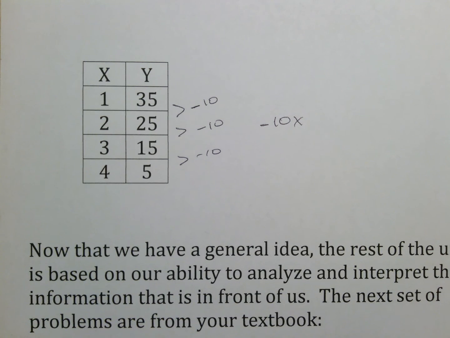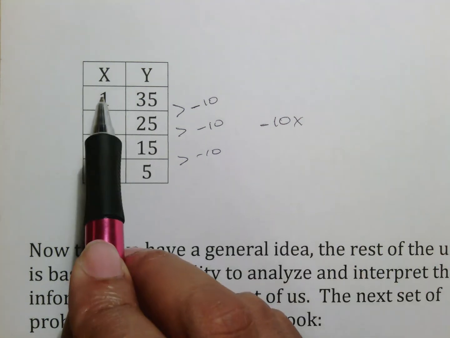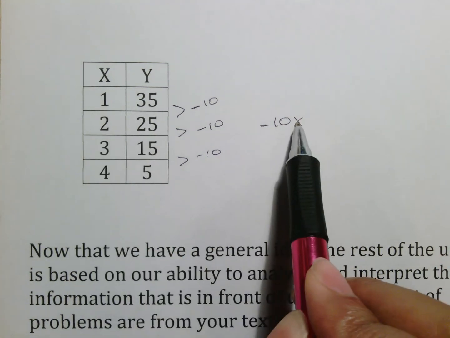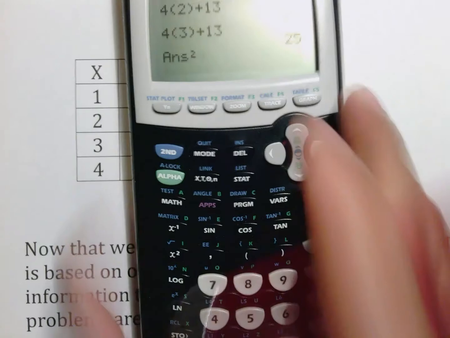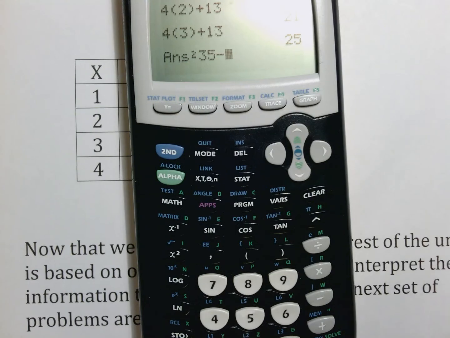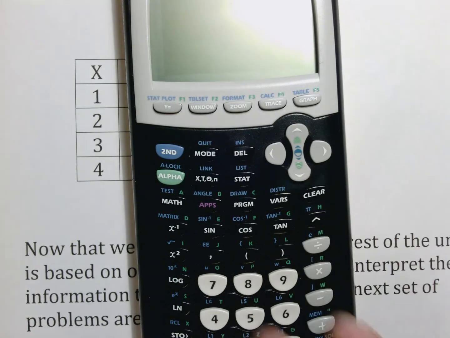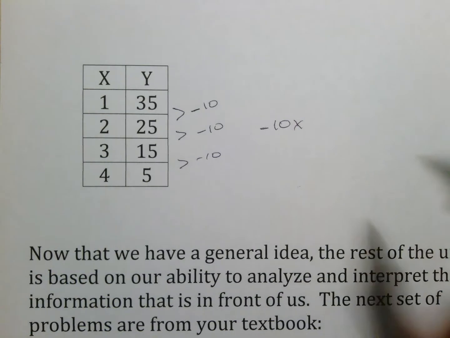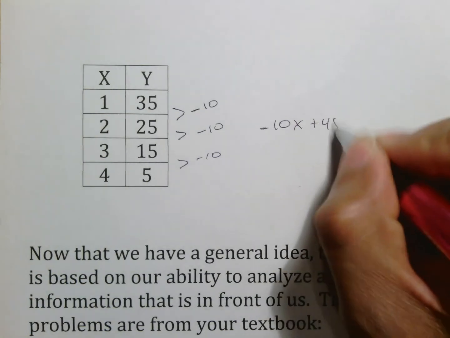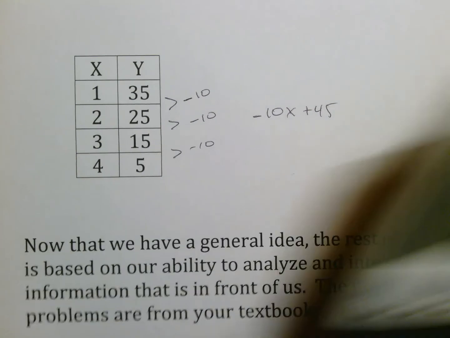But here's where you have to be careful. Don't just assume that it's going to be 10. If I put a negative 1 in here, that makes negative 10. How do I get from negative 10 to 35? I don't know. Let's do 35 minus negative 10. And you see that it's a difference of 45, which means that you would have to add 45 to that to make it work. So let's just check.